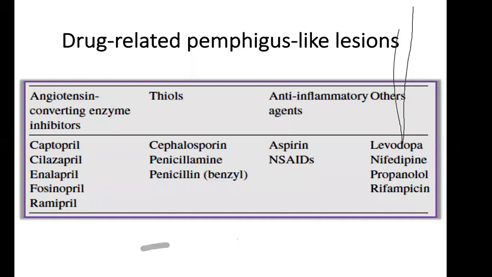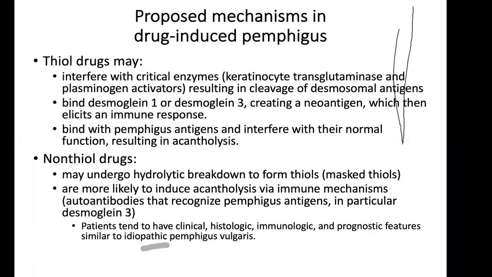So very quickly, I also want to talk about drug-related pemphigus-like lesions because, once again, this is very consequential in managing cases of pemphigus. And so once again, if you look at these drugs, they're fairly common. Some are antibiotics, and some are antihypertensives, some are painkillers, some are anti-inflammatories, very, very common medications. And so to try to explain how medications can cause pemphigus-like lesions, we just divide them into those that are thiols, as in cephalosporin, penicillamine, and penicillin, that's benzyl penicillin, as thiols, and all the other drugs as non-thiols. And here are the proposed mechanisms.